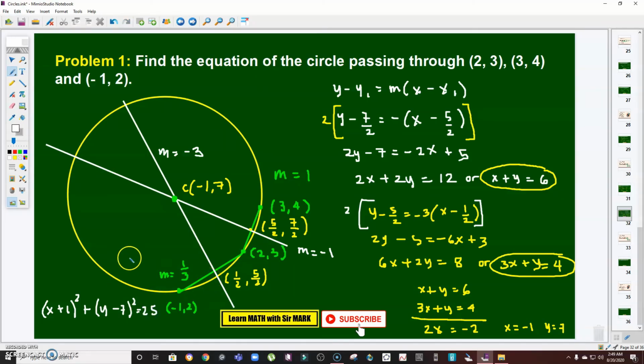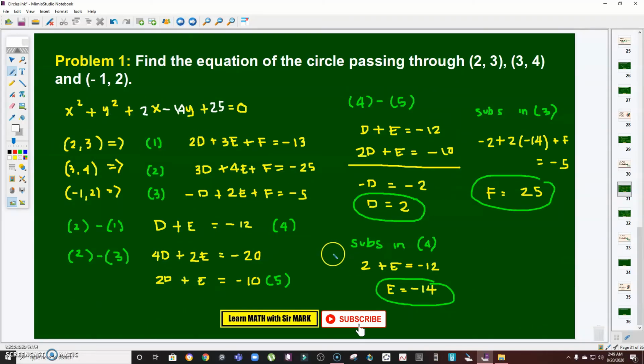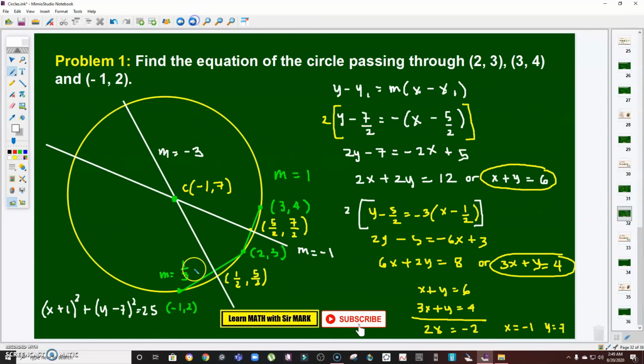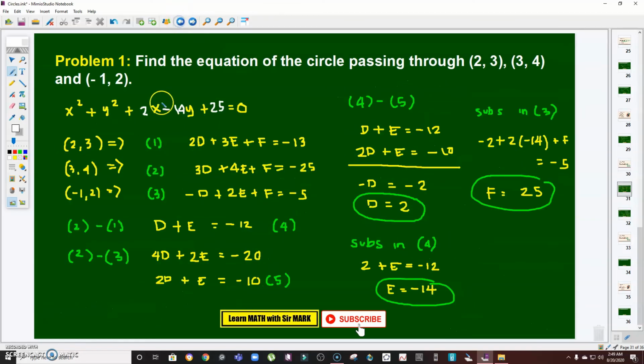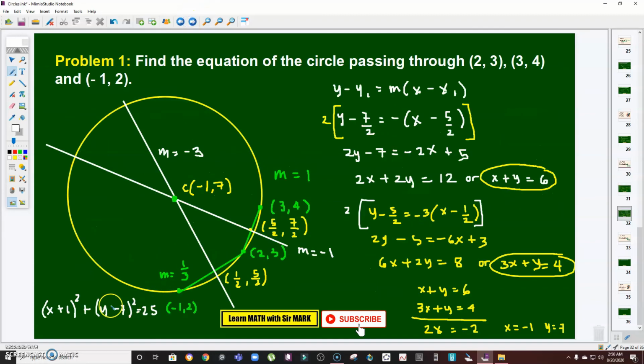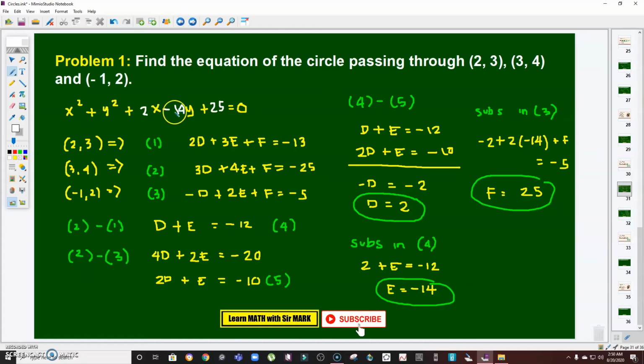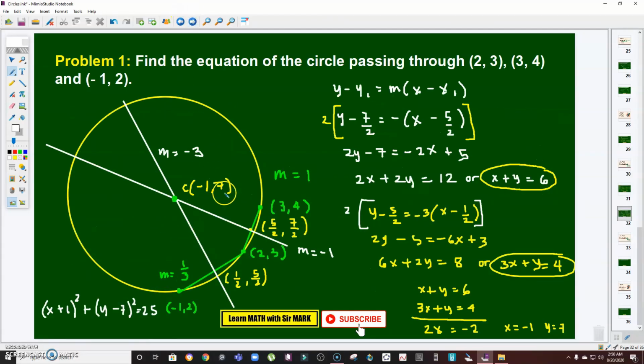See that? Now a question: are they the same? Here, what we get is the standard form, while the other is the general form. They are actually the same. Remember our formula: negative D over 2. So negative 2 over 2 is negative 1. That's the center, the abscissa, I mean. Then negative 14 divided by 2 is negative 7, so 7. Remember the shortcut? I discussed that in my previous video.